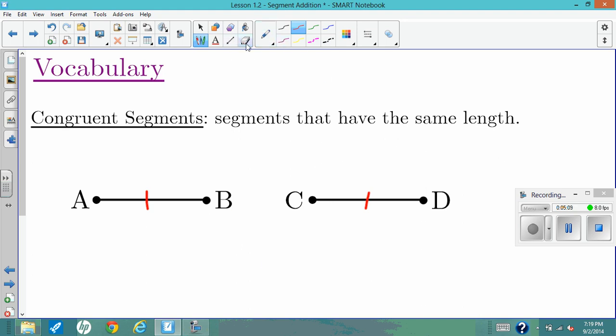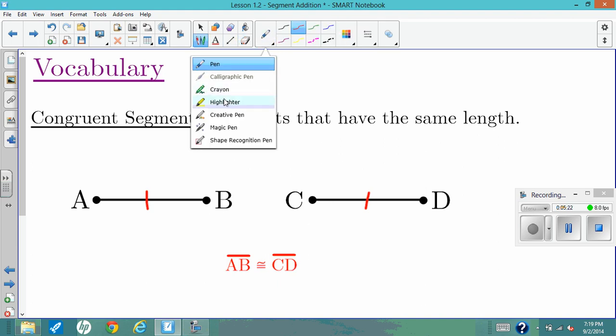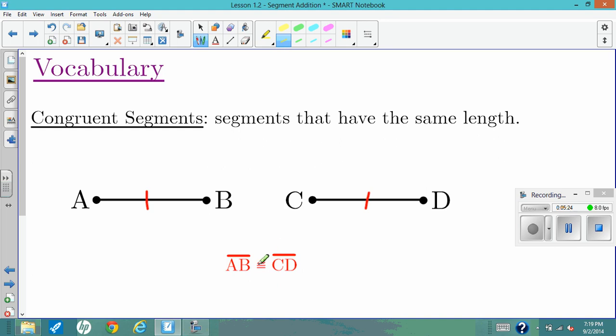I can also write this symbolically. Segment AB, this is a segment again because I have the line over top, is congruent to segment CD. So this symbol here means congruent. It's an equal sign with a little squiggly over the top.